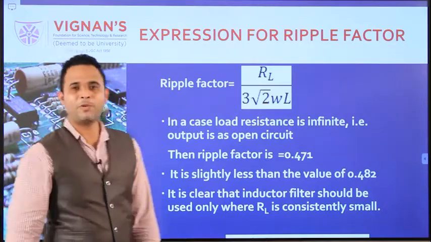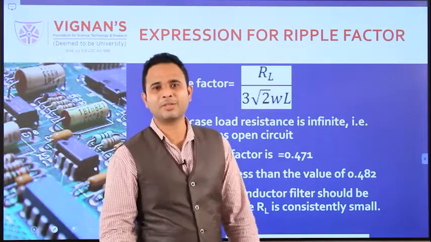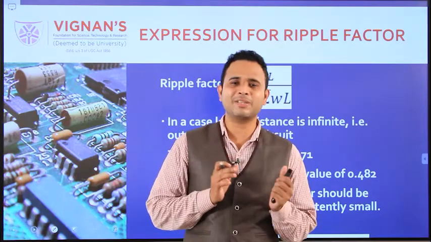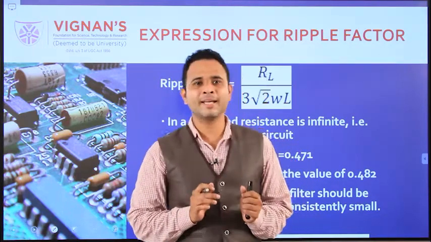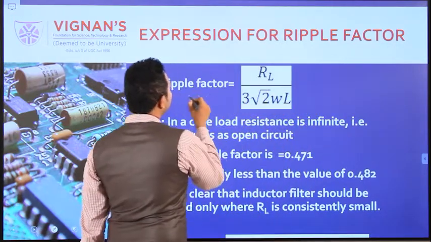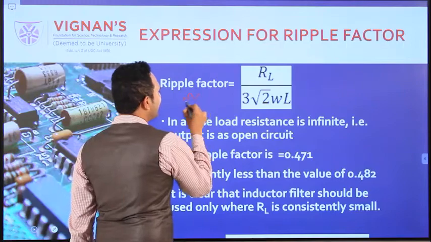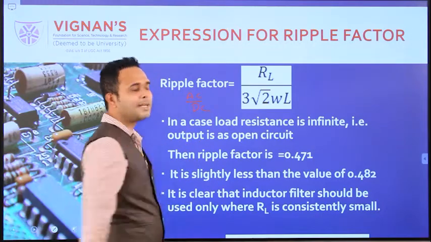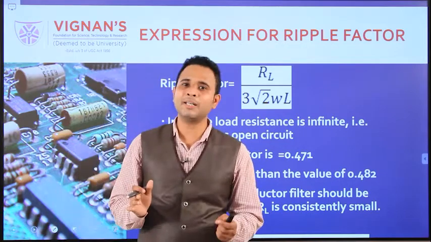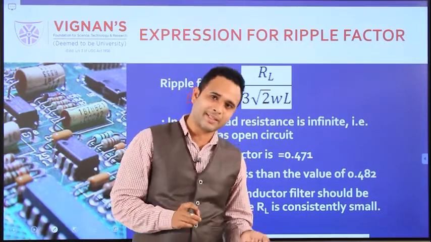Coming to the ripple factor expression. We have to know about the ripple factor, because all filters are analyzed with the help of the ripple factor. What is the ripple factor? Ripple factor is generally denoted as AC by DC. We need the DC component, so we have to reduce the AC component.